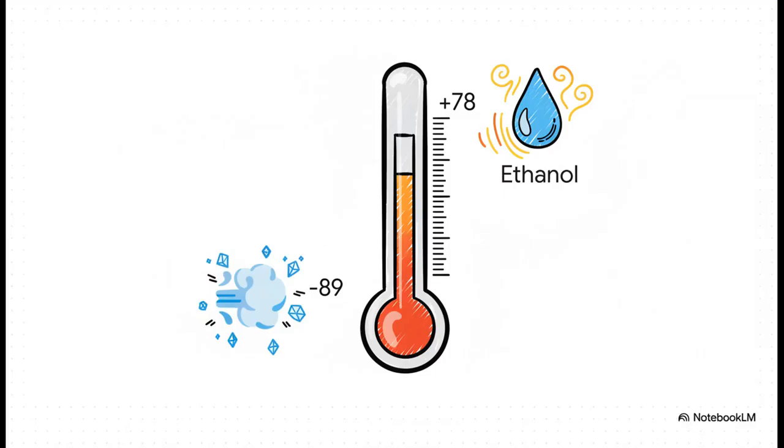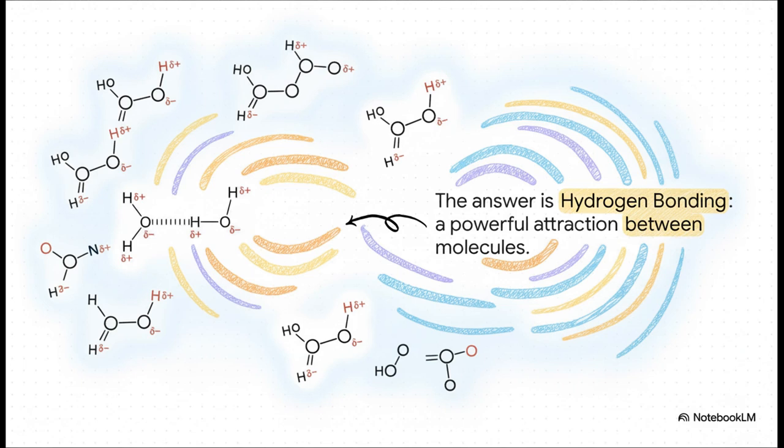For a pretty small molecule, it has a really high boiling point of 78 degrees Celsius. Now, compare that to a molecule of a similar size, like ethane, that doesn't have that negative OH group. It boils at negative 89 degrees. So what gives ethanol all this extra stickiness that holds it together as a liquid? The answer is hydrogen bonding.